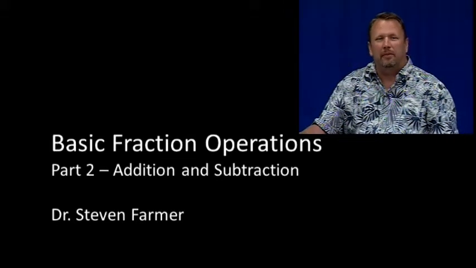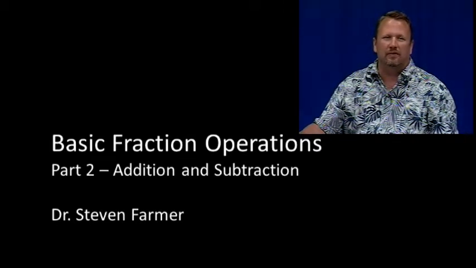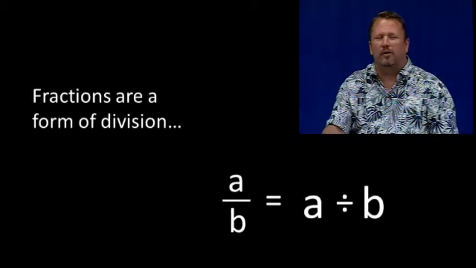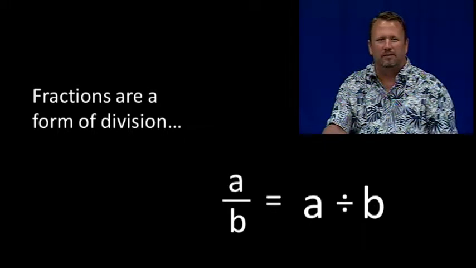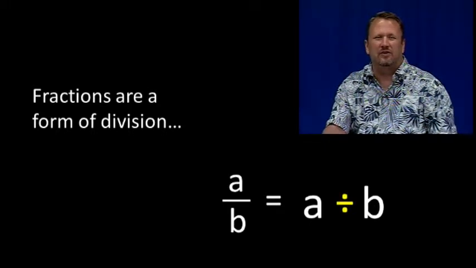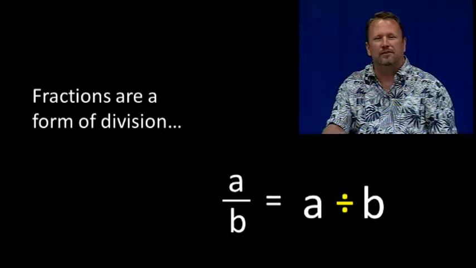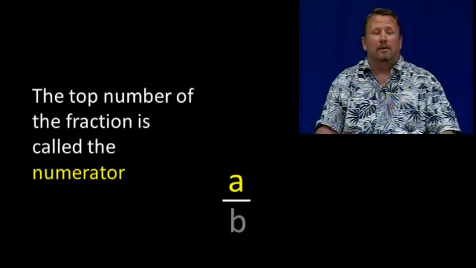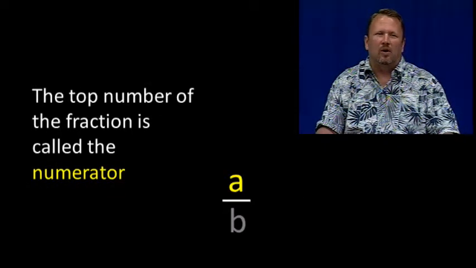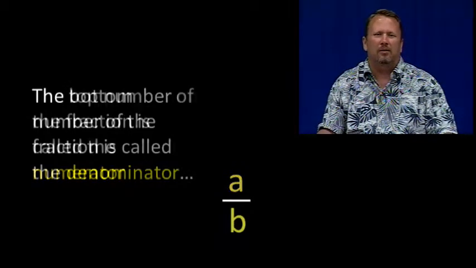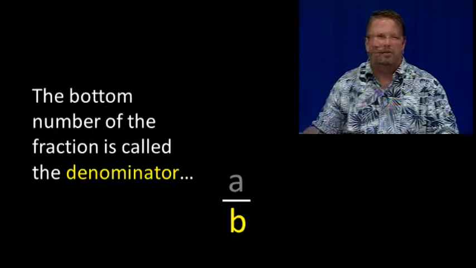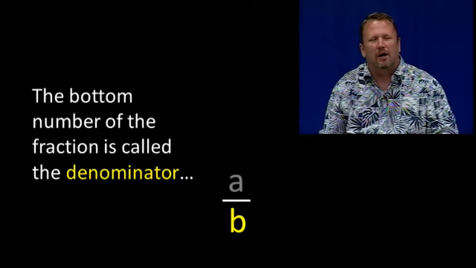Let's talk more about the basic operations of fractions. Fractions are a form of division. Any fraction a over b is equal to a divided by b. Notice how the division sign looks like a fraction. The top number of the fraction is called the numerator. The bottom number of the fraction is called the denominator.